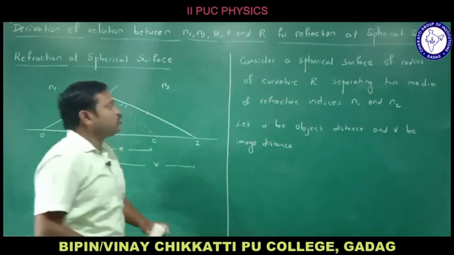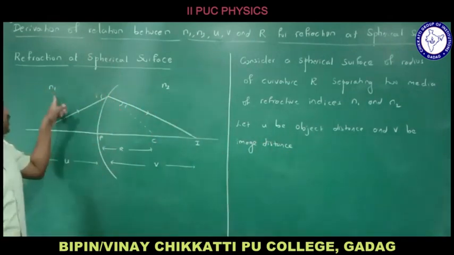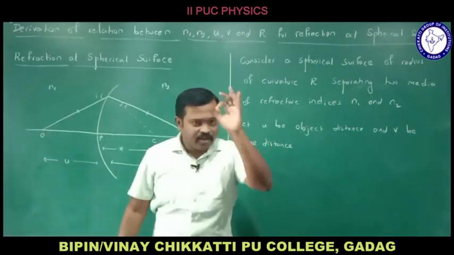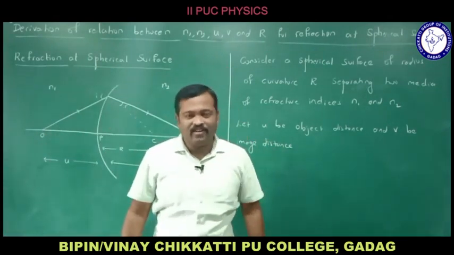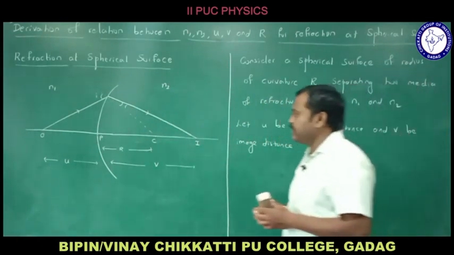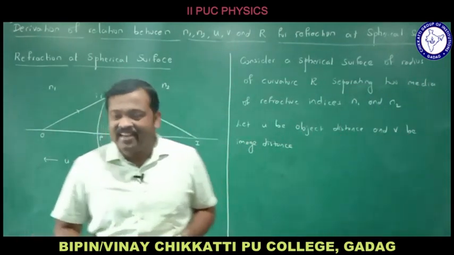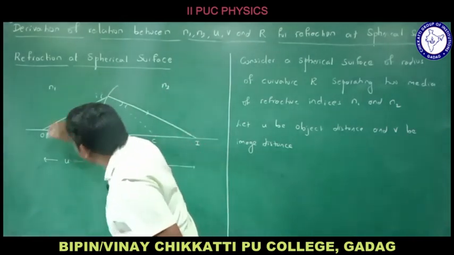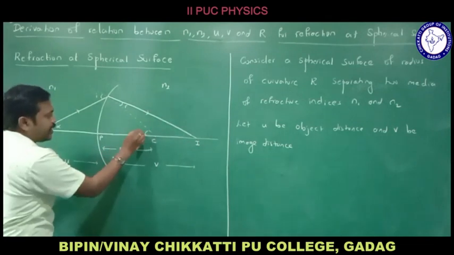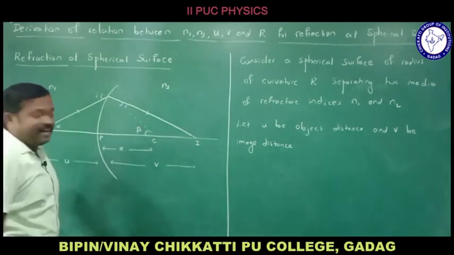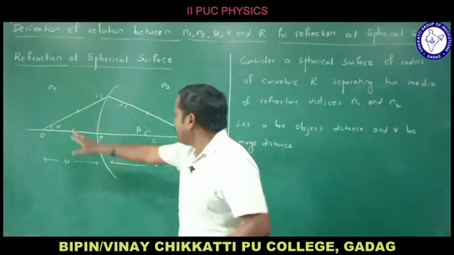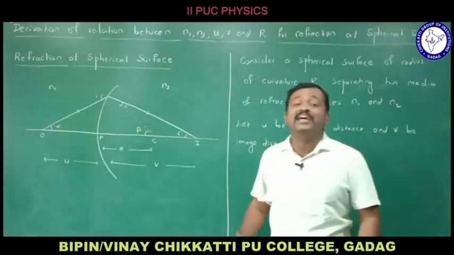So I have introduced all the terminologies now here. N1, N2, U, V. Let U be object distance and V be image distance now here, right? Okay. Now for derivation sake, let me take these angles. Let me name some angles now here. Okay, this first angle here, let me take this as alpha. This second angle, let me take it as beta, and let me take this angle as gamma. Okay, I took three angles, alpha, beta and gamma here, right?